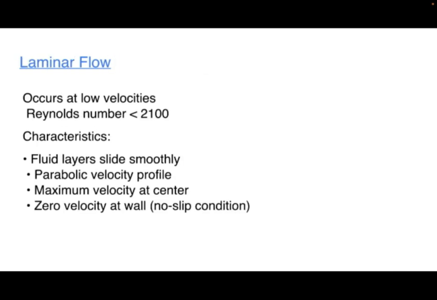Laminar flow. It occurs at a low velocity, at a Reynolds number below 2100. Its characteristics mainly involve fluid layers sliding smoothly, a parabolic velocity profile, maximum velocity at the center, and zero velocity at the wall, that is, the no slip boundary condition.